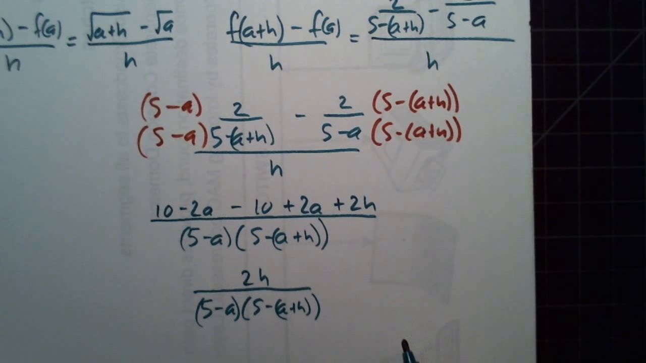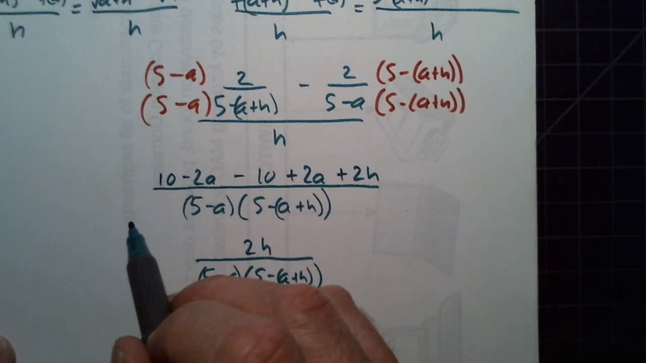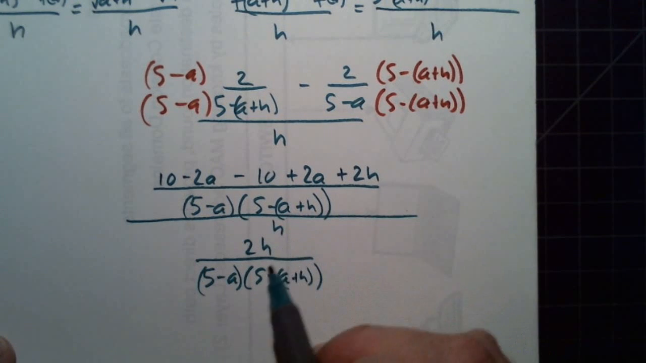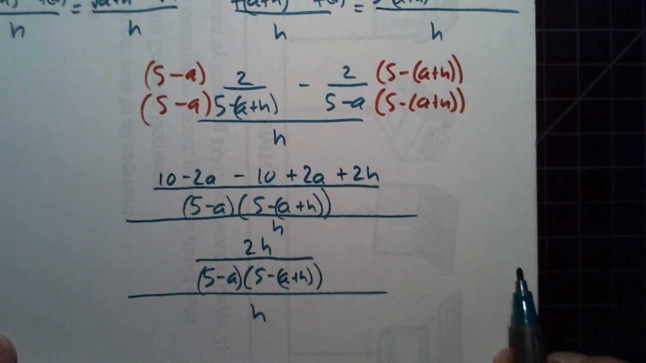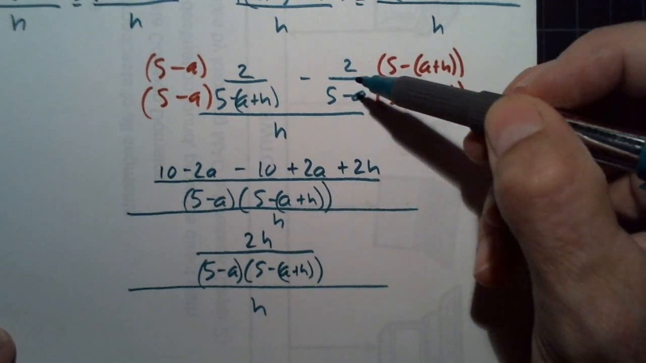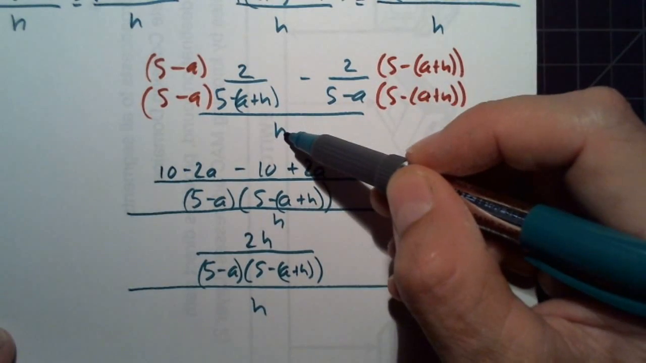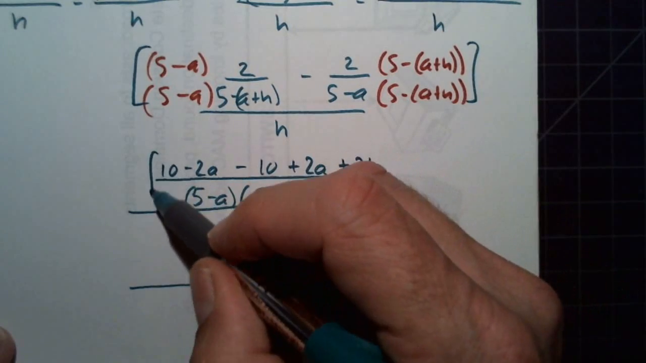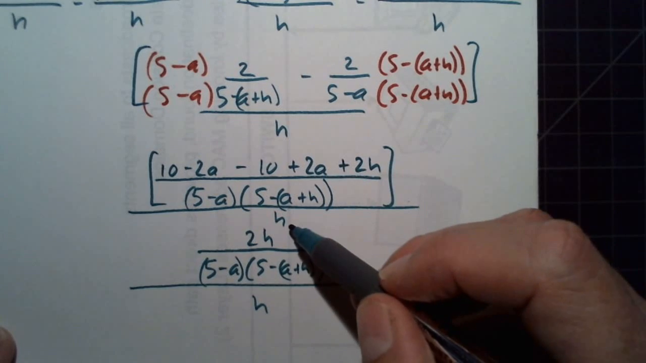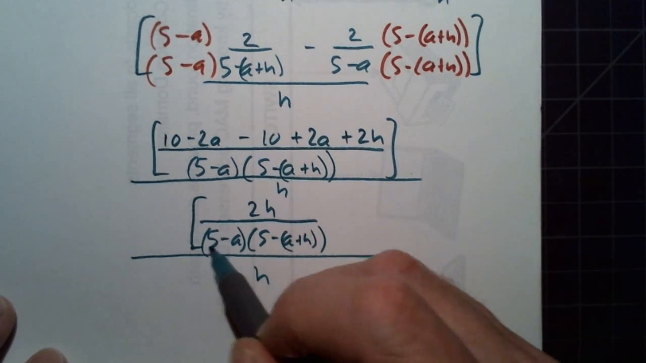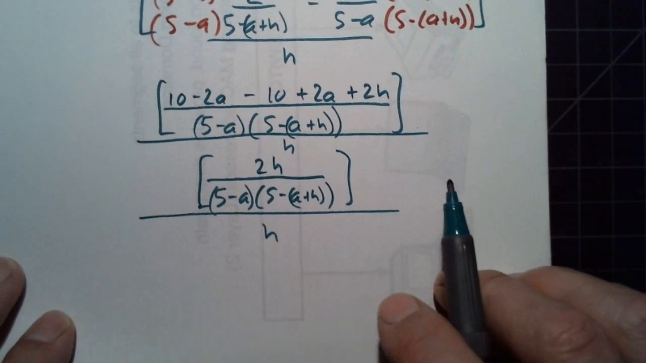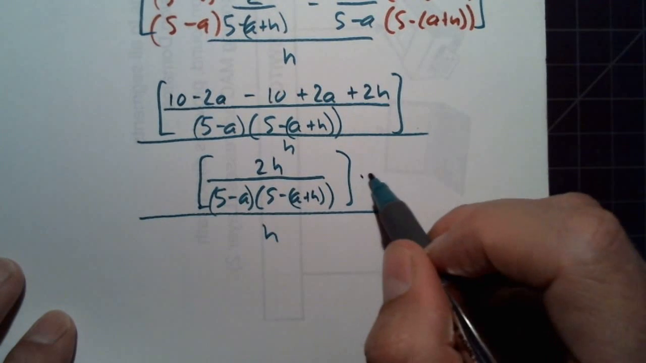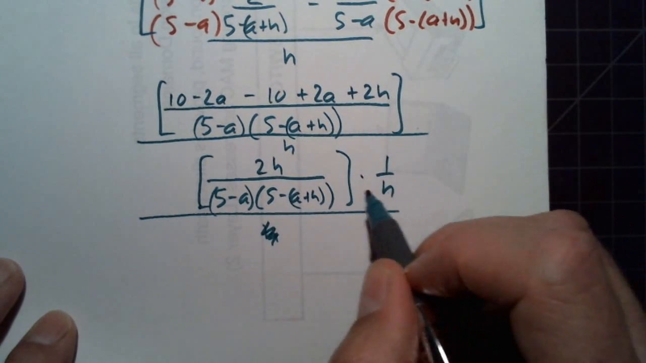And almost forgot one thing, and that is this h right there. So I should have written this whole thing over h. So we're dealing with all these fractions. You need to remember the h is there. This whole numerator is this numerator, and there's still an h under it. And then we simplified that, and we still have an h under it. So now instead of dividing by h, let's multiply by 1 over h, and it'll cancel that.